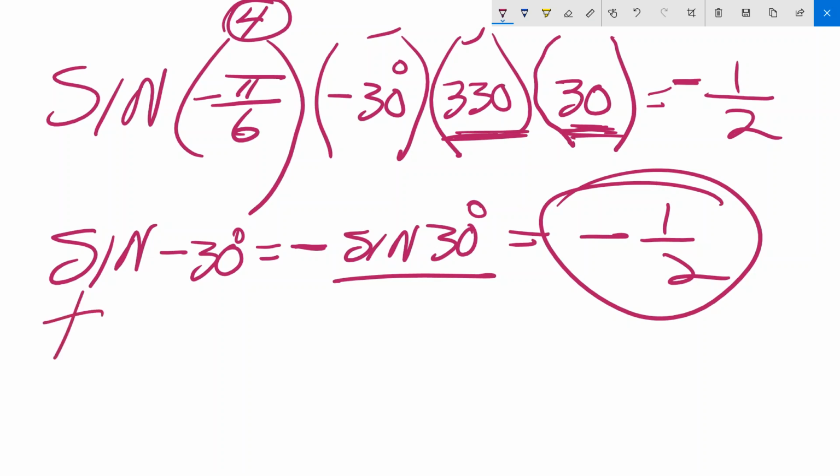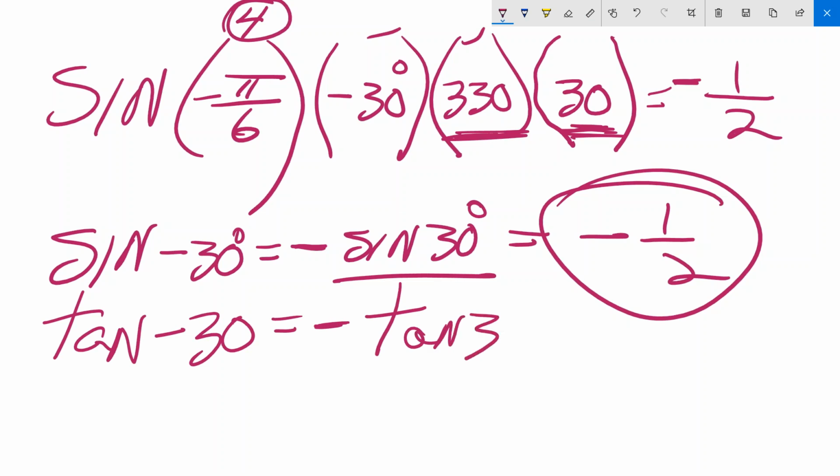Same thing for tangent. Tangent of a negative angle is equal to the negative tangent of the positive angle. It's the tangent of 30. I'll remind you, it's 1 over root 3. There's that negative sign. Bingo, that's easier also, much easier.